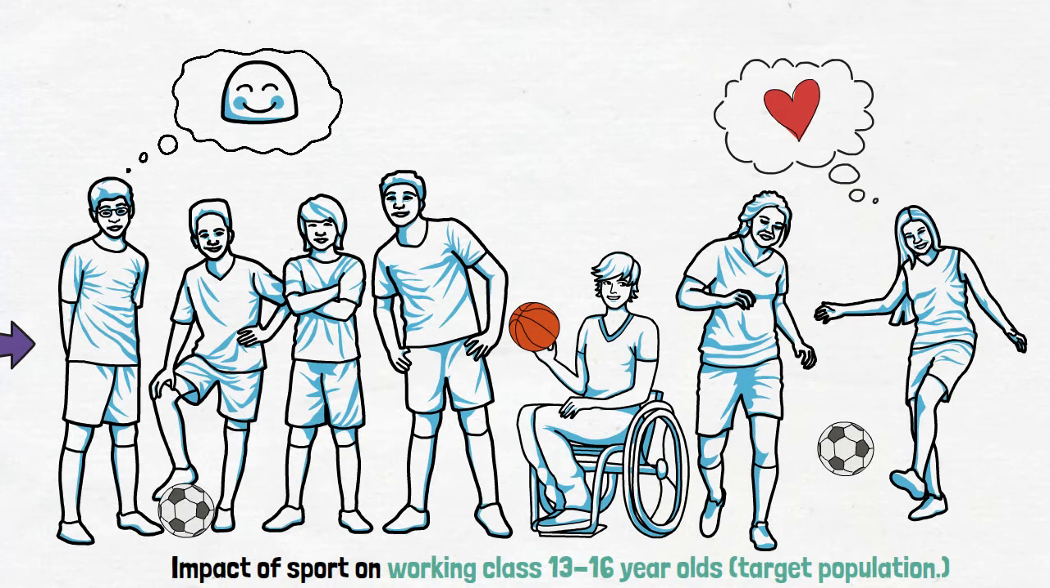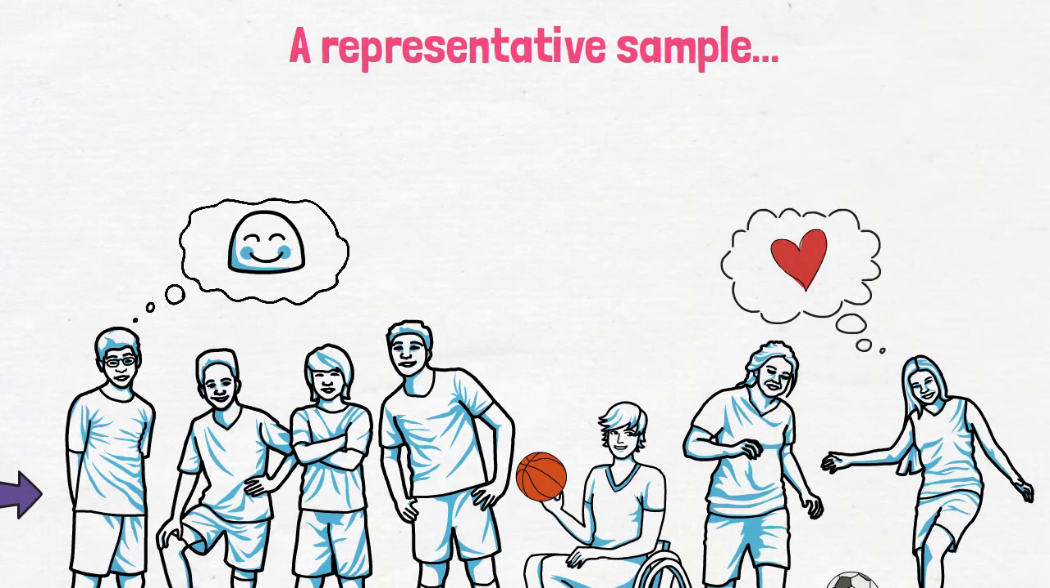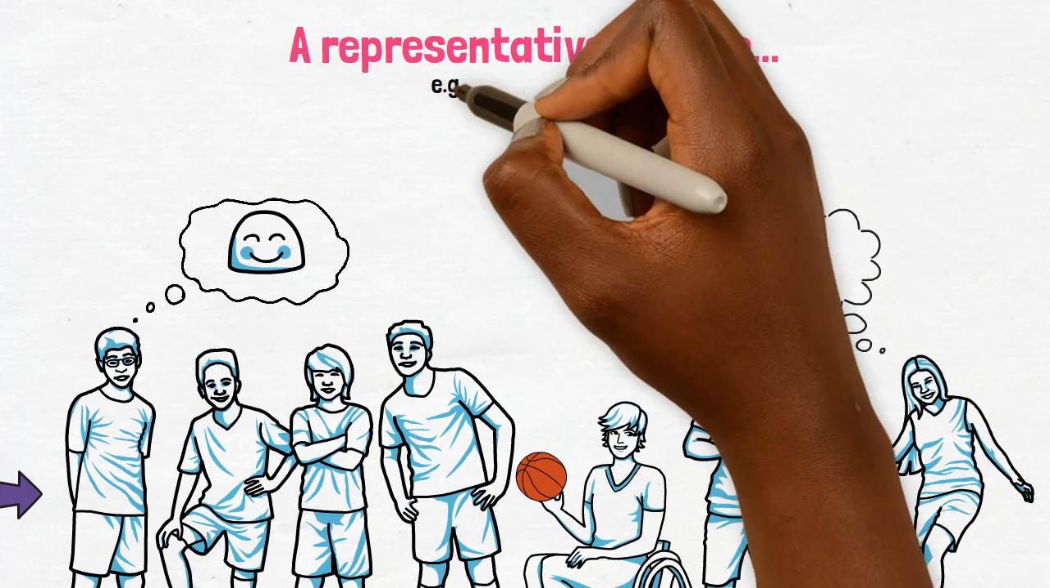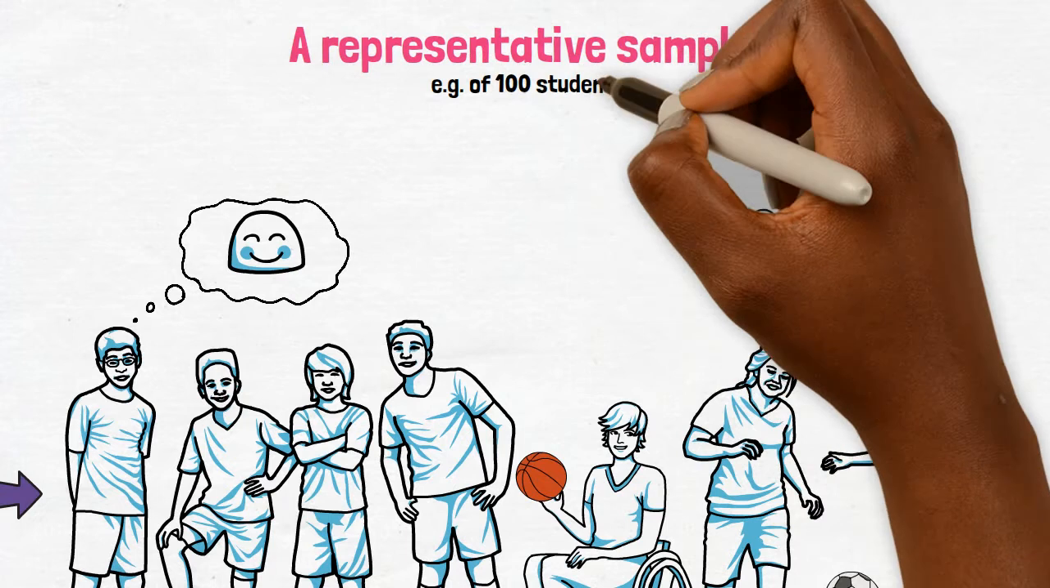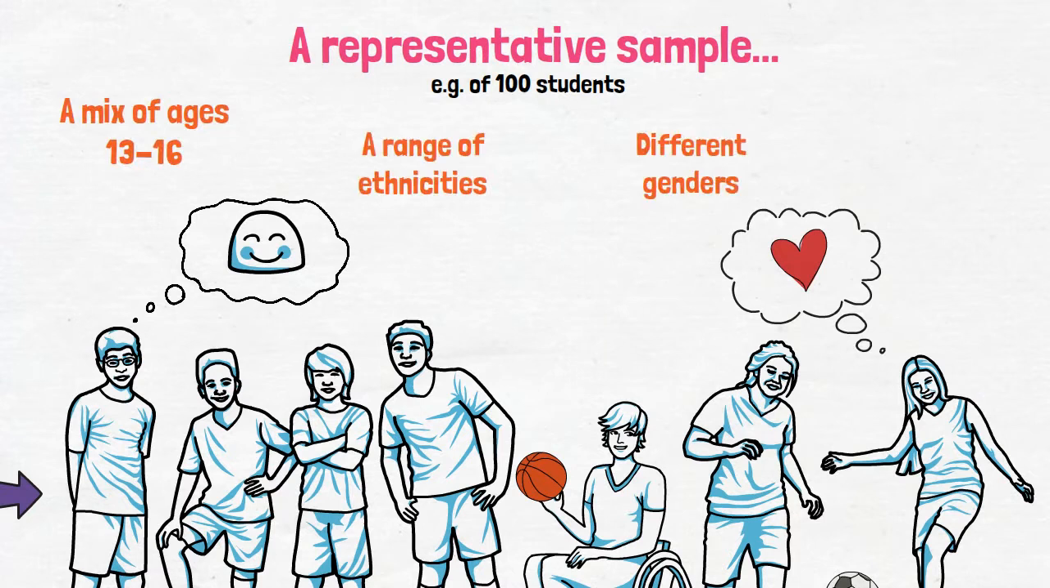How would we make sure that our data are representative? We'd need to start by ensuring our sample, so that might be 100 working class students selected to take part in the research, is representative. Therefore, we would need to ask, do we have a range of ages, ethnic groups and genders, for example? This is essentially what representativeness is.